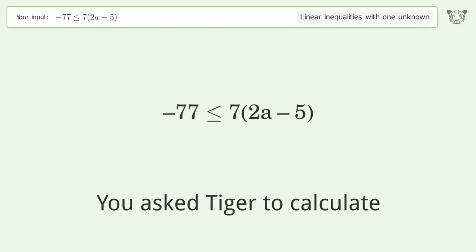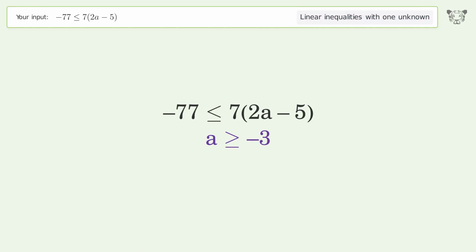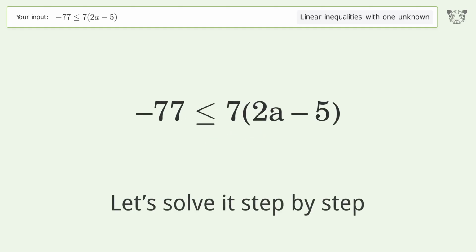You ask Tiger to calculate. This deals with linear inequalities with one unknown. The final result is a ≥ -3. Let's solve it step by step.